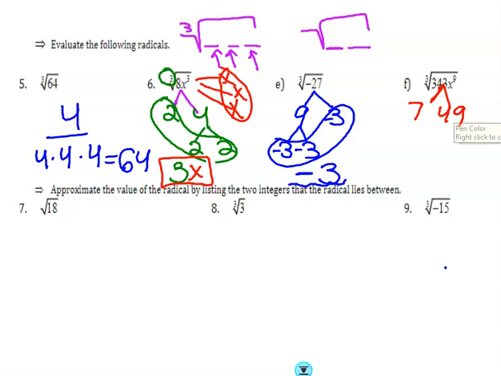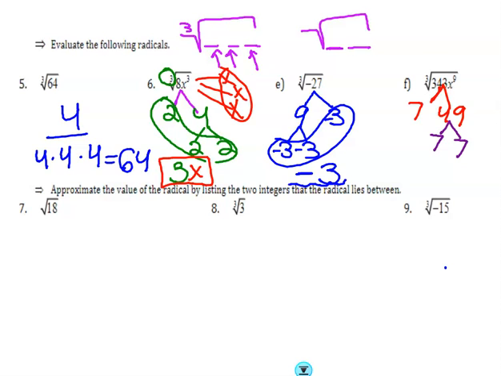Okay, and then 7, I can't break apart 7 more, but can I break apart 49 more? Yes, 7 times 7. Why can I not break apart 7 anymore? Because then it would just be 7 times 1. Okay, it's a prime number. So I stop once I get primes.